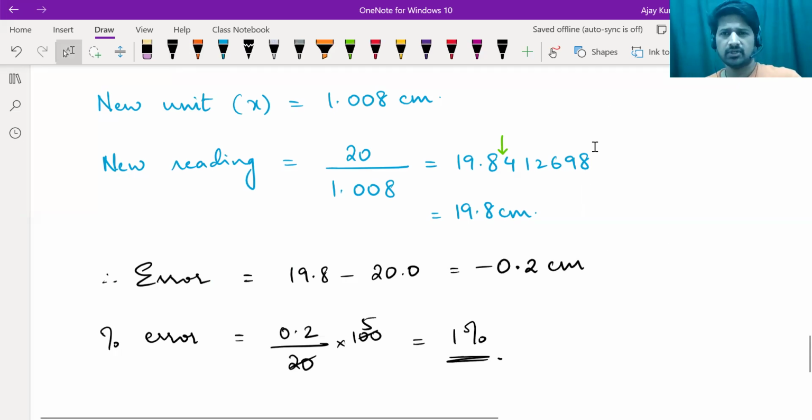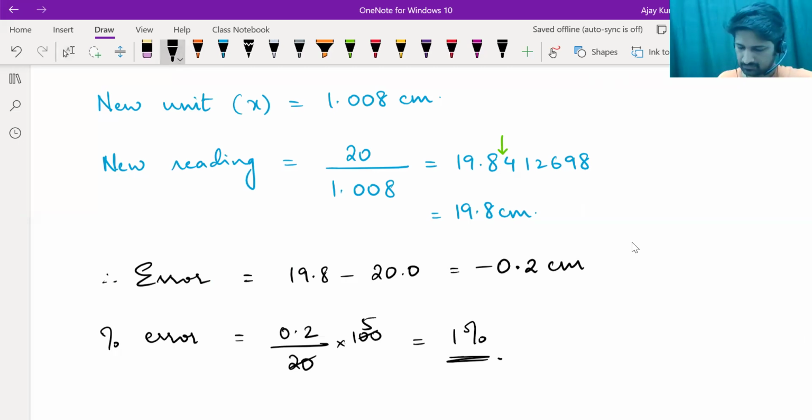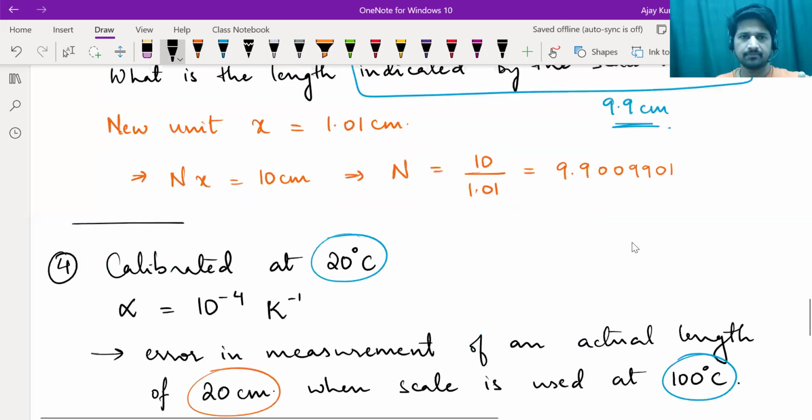Okay, is this clear to all of you? Any questions? Fine. So this is basically how you deal with linear expansion.